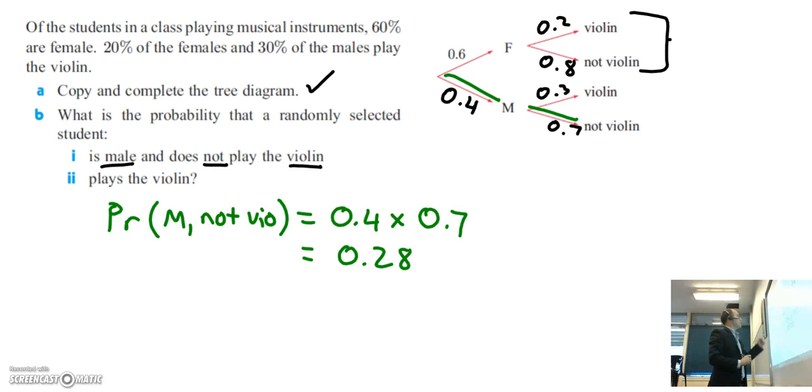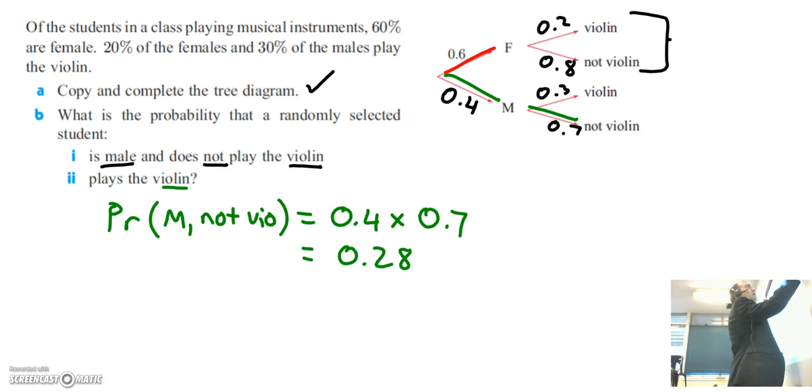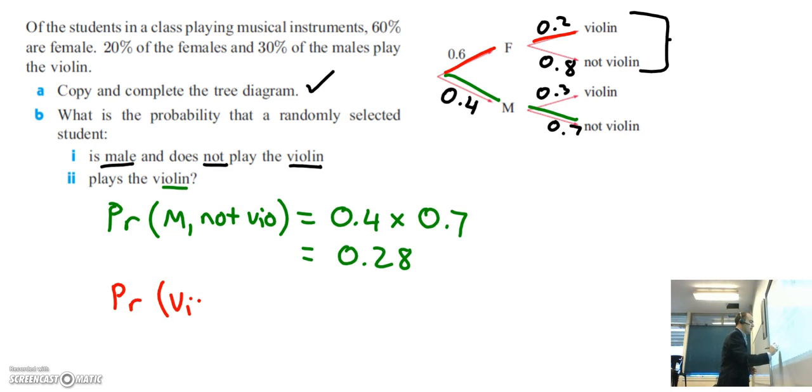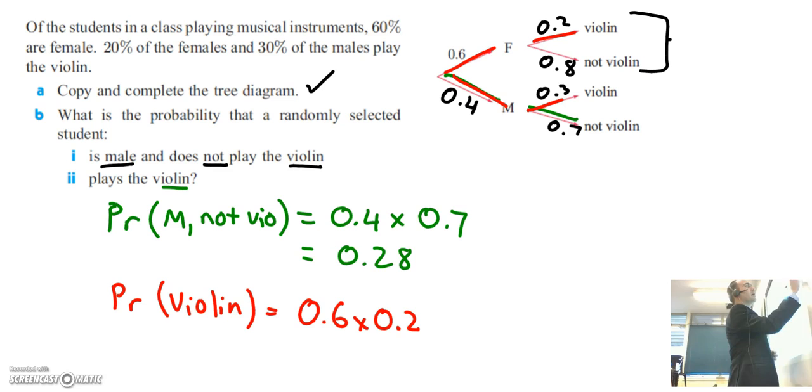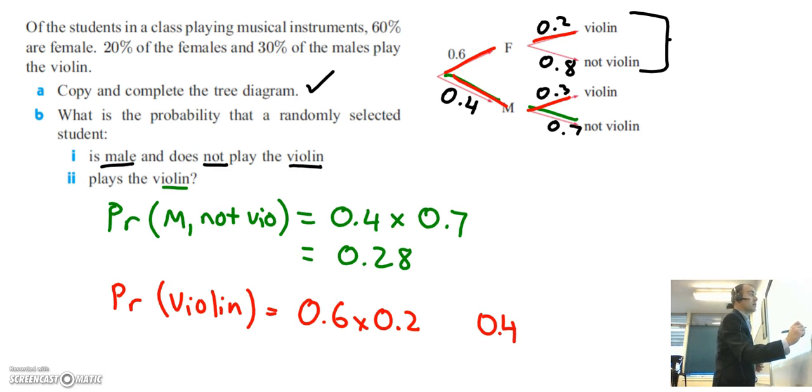Plays the violin. Now we've got 2 options here. It doesn't specify whether it's a male or female. So we could be a female and play the violin. So probability of violin: 0.6 multiplied by 0.2. We've also got the other option of being a male and playing the violin. So 0.4 multiplied by 0.3.